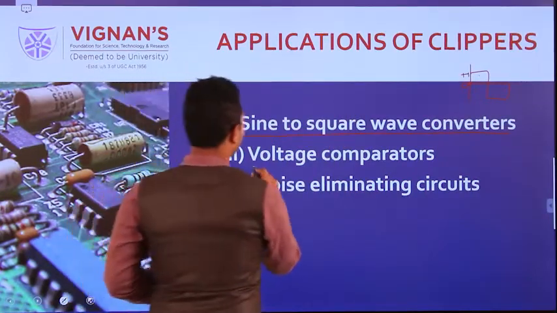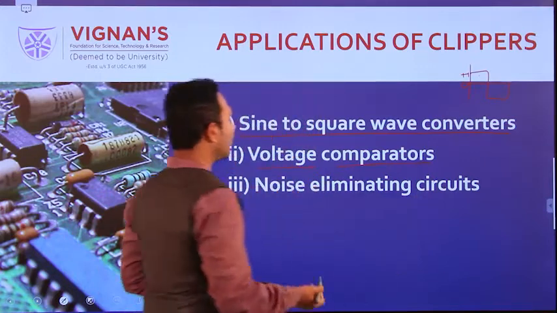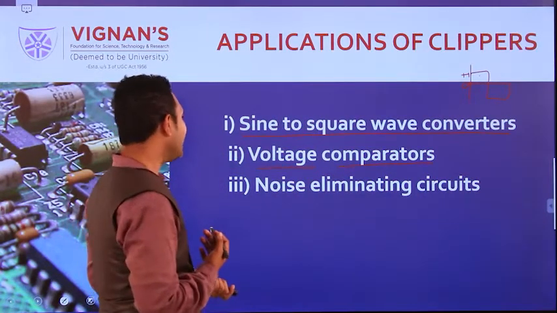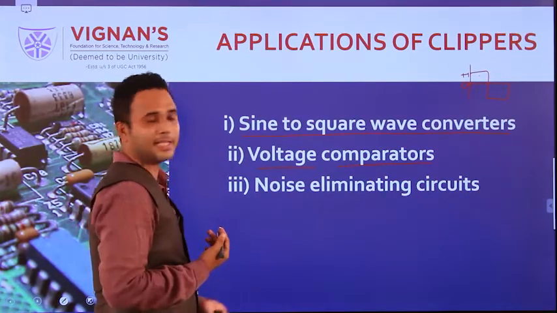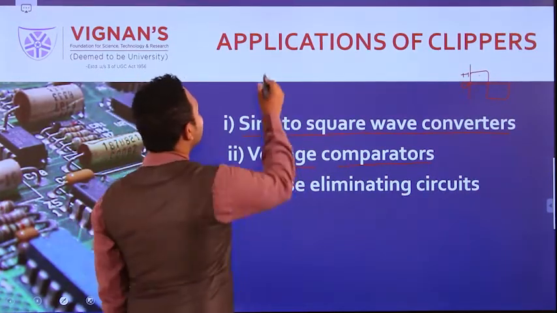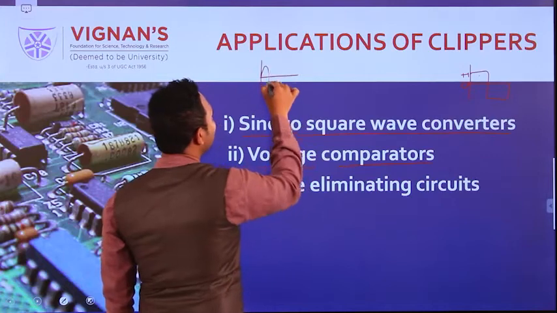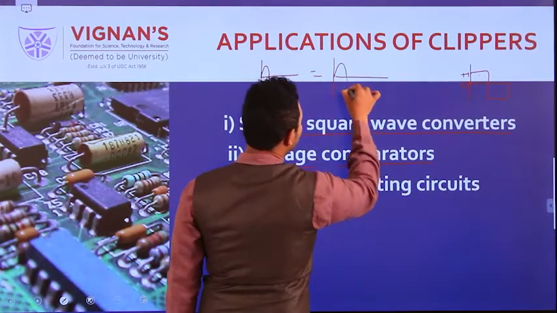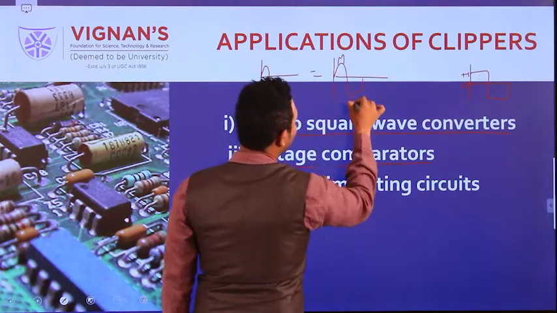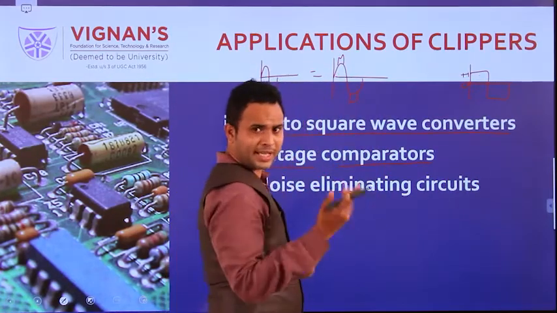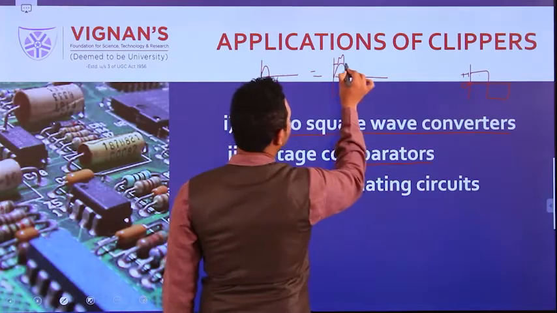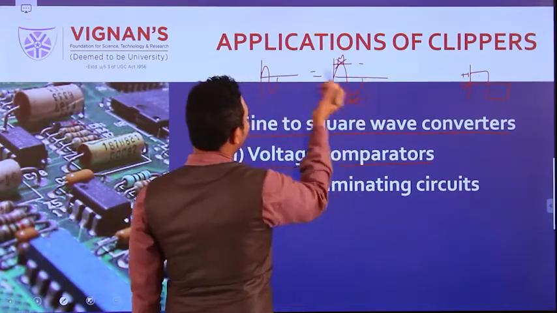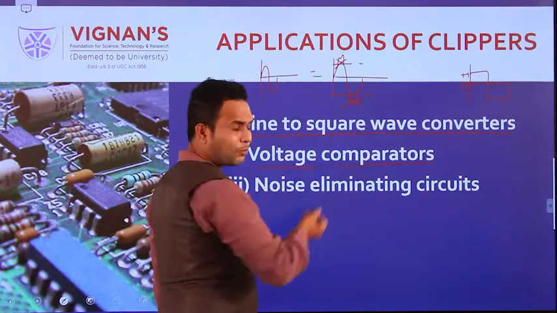Voltage comparators: we can compare the input voltages also, so clippers act as a voltage comparator themselves. Noise eliminator: generally I have the input of this signal, but the output has some noise coming with it. I can remove this noise with the help of a reference voltage, and whatever input we have, the same output we are getting.